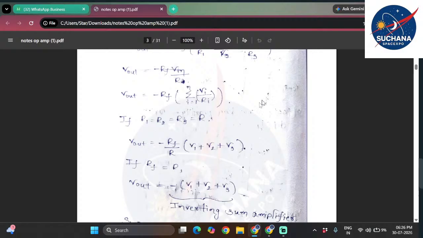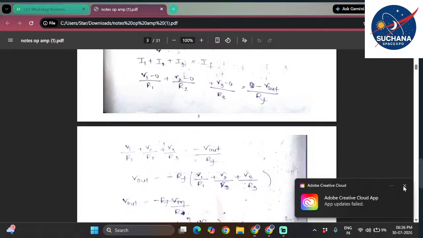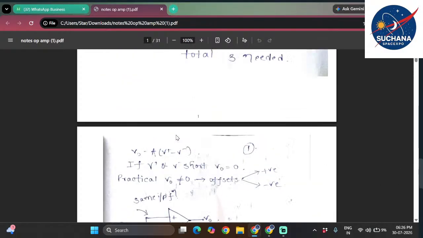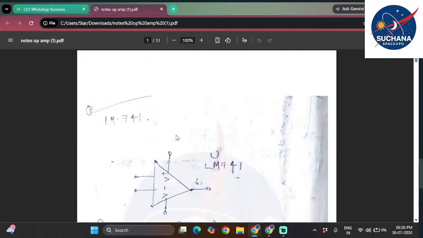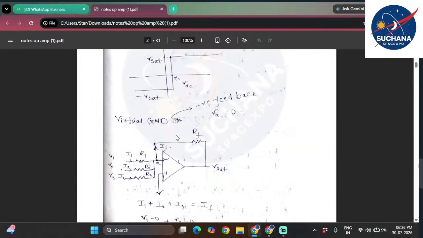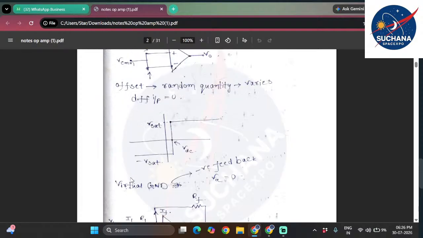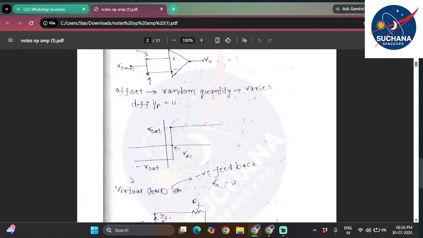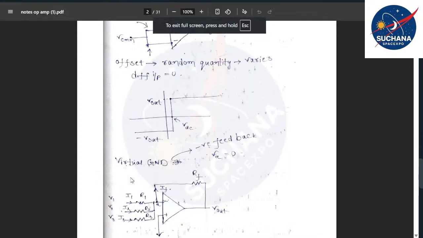Yeah, we have discussed all these mathematical expressions, right? The derivation and everything, how the final expressions have been derived. Initially we started the session by discussing virtual ground. We discussed the concept of virtual ground, and then the feedback, positive and negative feedback. We also discussed that in an op-amp there are two terminals, the inverting terminal and the non-inverting terminal. Why they are called inverting and non-inverting terminals, right?